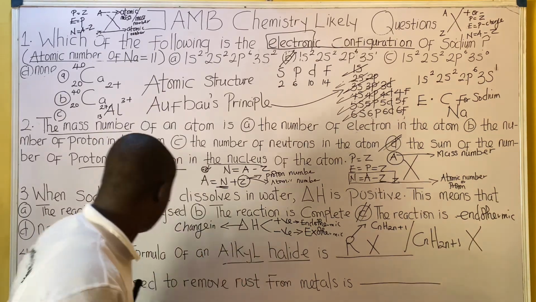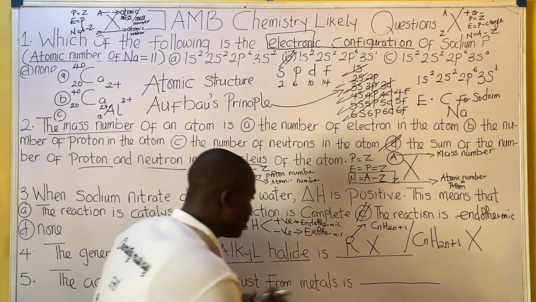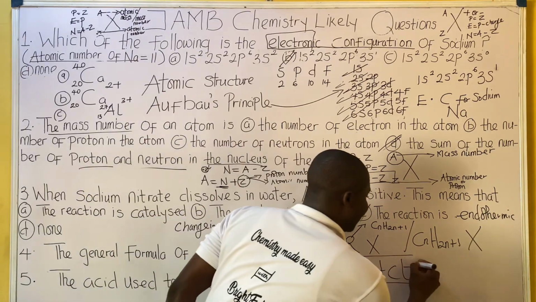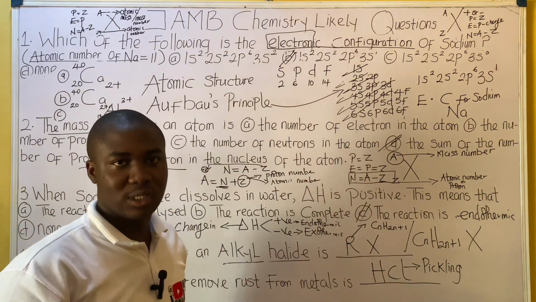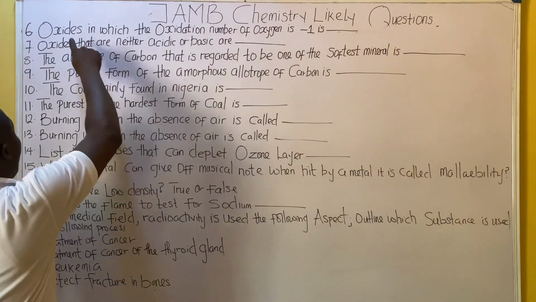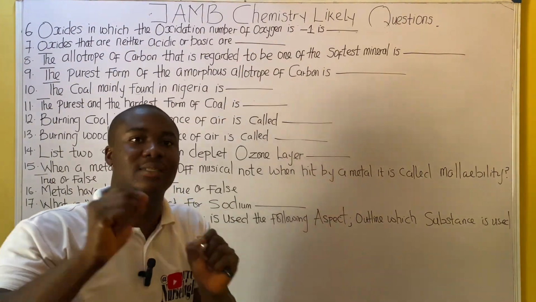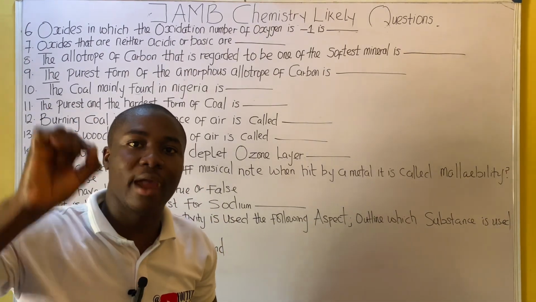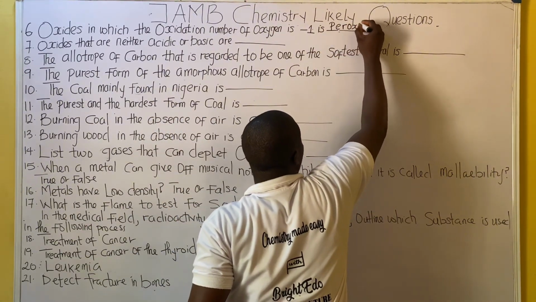Question number 5 says, the acid used to remove rust from metals is hydrochloric acid, HCl. And the process whereby an acid is used to remove rust from metal is called pickling. This must be noted. So let's get into the next practice question, which says oxides in which the oxidation number of oxygen is -1 is. This set of oxides are called peroxides. This must be noted. They are called peroxides.